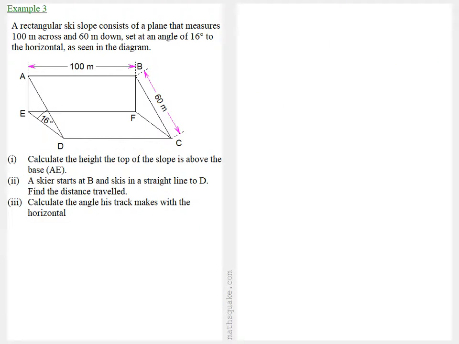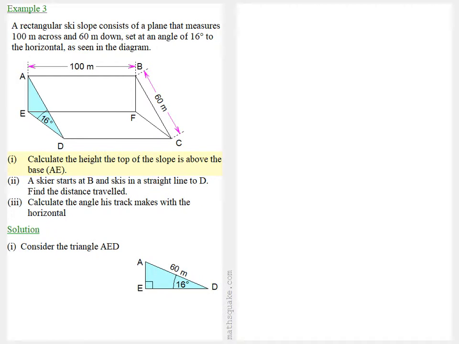One more example, example 3. A rectangular ski slope consists of a plane that measures 100 meters across and 60 meters down, set at an angle of 16 degrees to the horizontal as seen in the diagram. In part 1, calculate the height the top of the slope is above the base. Well, to solve part 1, consider the triangle AED. Let's draw a flat view of it.